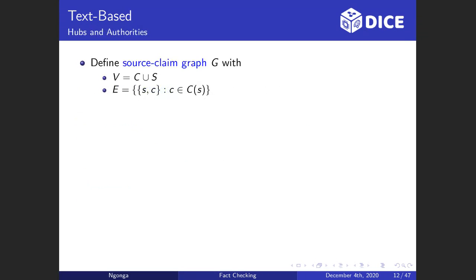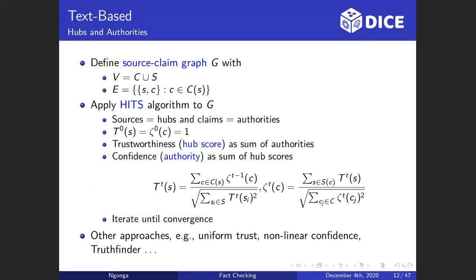So what I'm basically saying is we can build a source claim graph G as follows. The vertices of the graph are the claims and the sources. And we're going to put an edge between a source and a claim if the claim is stated by the particular source. Then we have a bipartite graph.